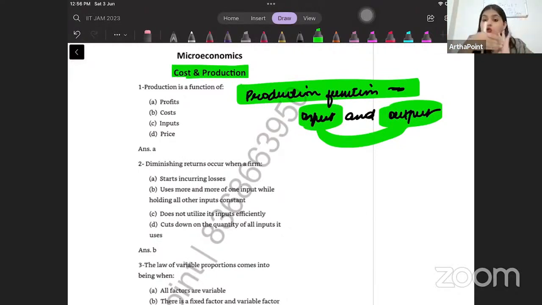Whether I will produce or not, that will depend on my profits, right? So if my profits are negative, I will not produce. So production will depend on profit, but production function is a functional relationship between input and output. Thoda sa tricky. So answer will be profits. Profit mein I am covering cost also, input also, everything is covered. Na? Profit ke andar revenue bhi cover ho gaya, cost bhi, everything is covered.